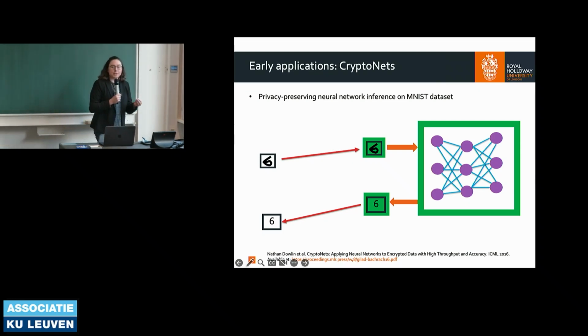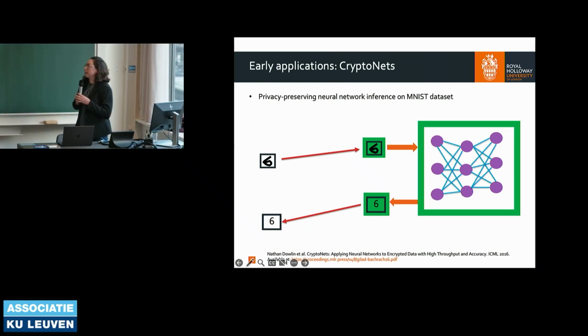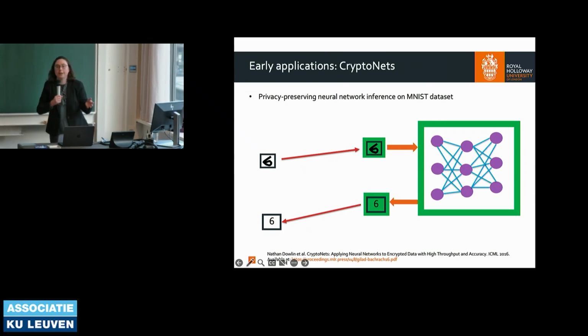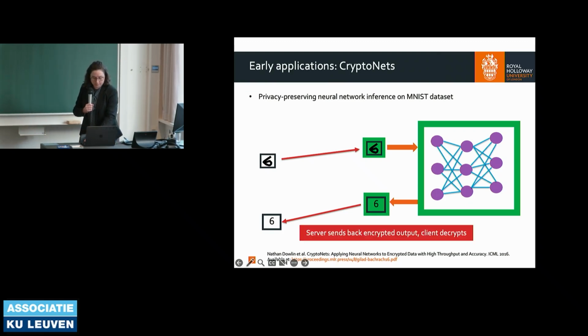And this may not seem like so useful a particular inference to outsource, but this was an early paper showing that even privacy-preserving inference could be done. So one could imagine the same ideas could be applied to some kind of inference that could be more useful, like classifying whether or not you're going to get a certain disease, for example. Yeah, server sends the output, client decrypts.